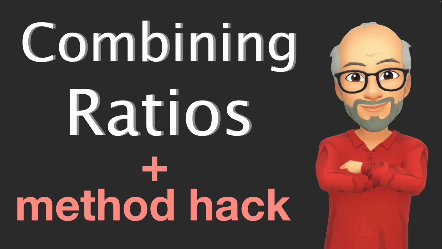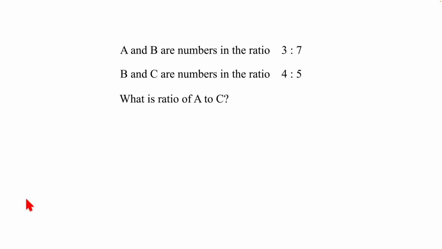Let's have a look at how to combine ratios, and I'll show you a clever trick. This is what I mean by combining ratios. A and B are numbers in the ratio 3 to 7. B and C are numbers in the ratio 4 to 5. What is the ratio of A to C?